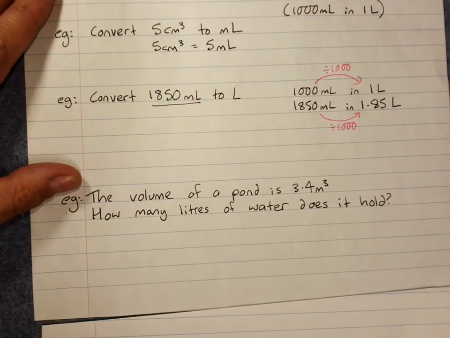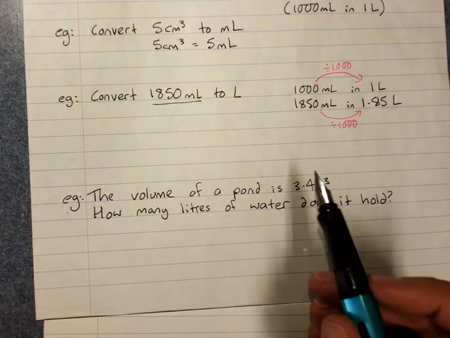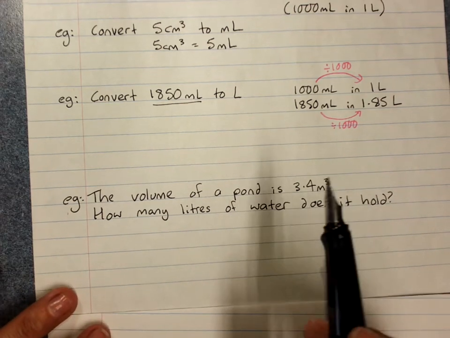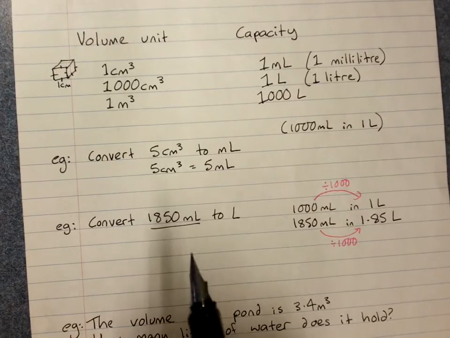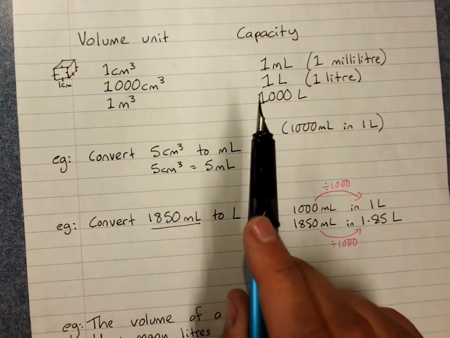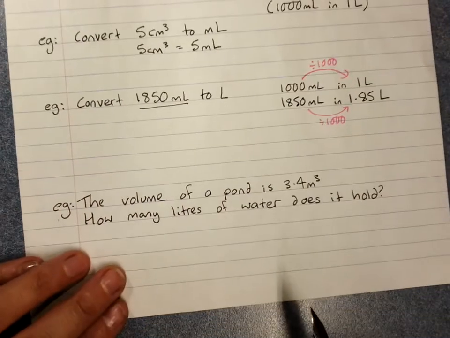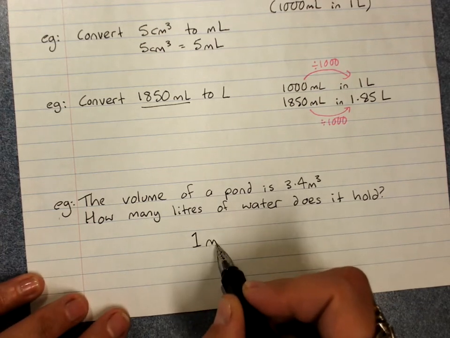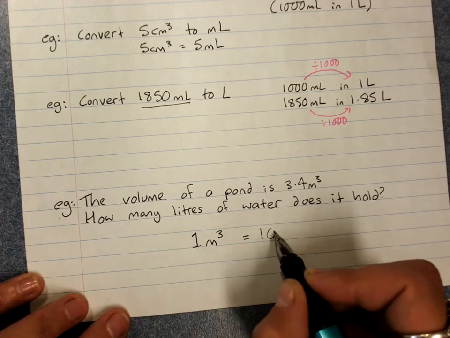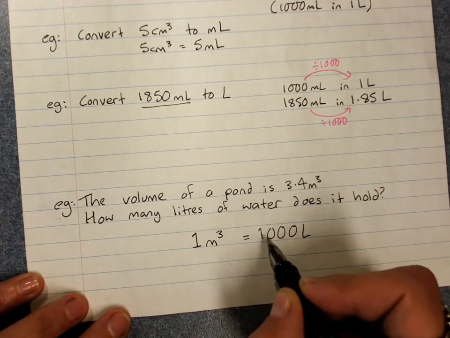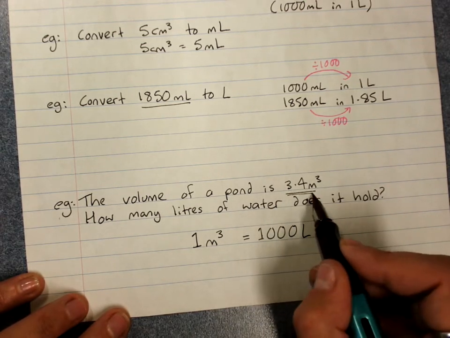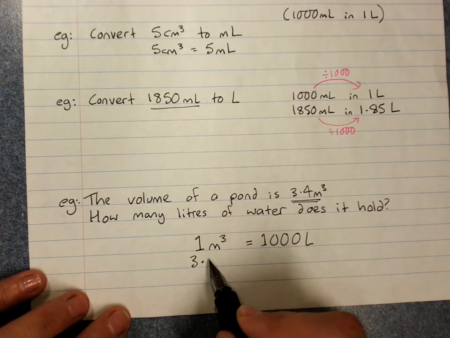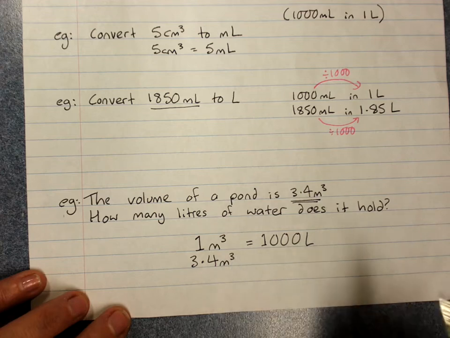Another question. The volume of a pond is 3.4 metres cubed. How many litres of water does it hold? This is still converting. I need metres cubed to litres. We write our conversion factor. 1 metre cubed equals 1,000 litres. We write the number they gave us under the correct unit, which was here, 3.4 metres cubed.